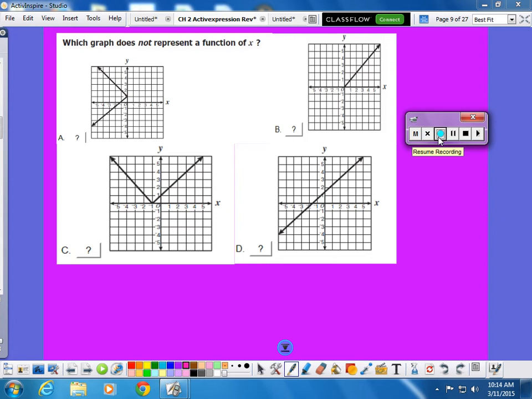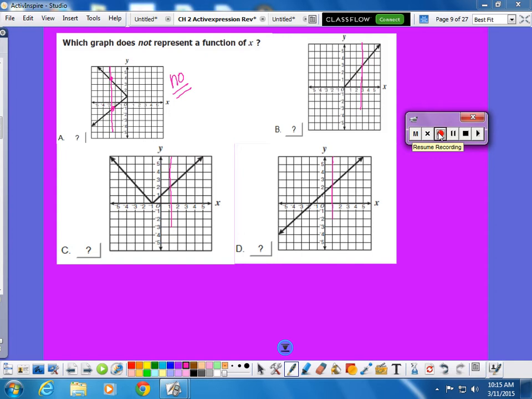Which one's not a function? Let's think about the vertical line test. If a vertical line will hit more than 1 point, it's not a function. I wrote them all backwards. I had 3 no's and a yes. What if it's a function? Does it ever ask if there's a function?